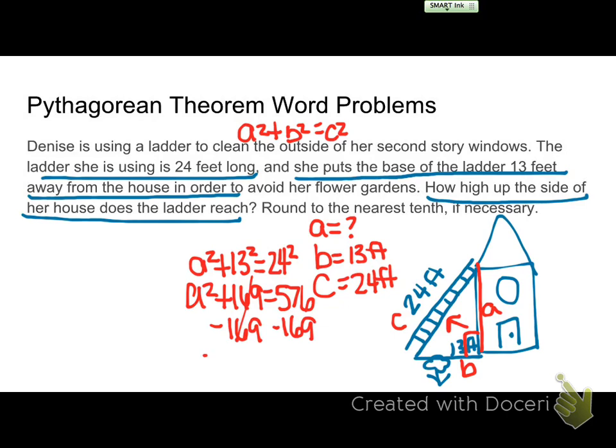So I end up with A squared equals 576 minus 169, which is 407. Now I want to find the square root of 407, and that gives me what? 20.2. And it's 20.2 feet. Make sure you label it. Does anybody have questions about that?